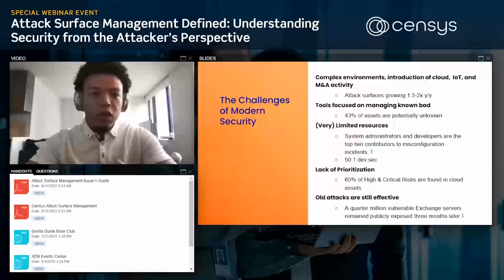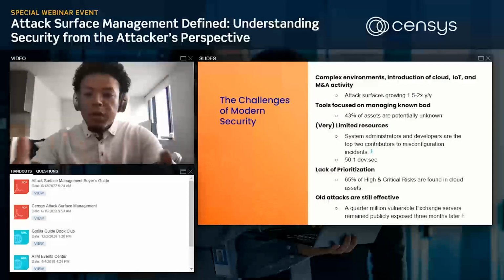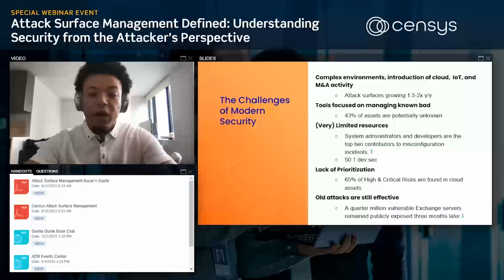We have a lot of alerts, a lot of tools, but some of them are not addressing the issues. We've seen 65% of high and critical risks live in the cloud. So if our developers, who are outnumbering us, are spinning things up in the cloud, and that's where the risks are, we need a tool that can help us keep our eyes across all cloud environments and make sure that we're not exposed to anything that could lead to a major issue in the back end.